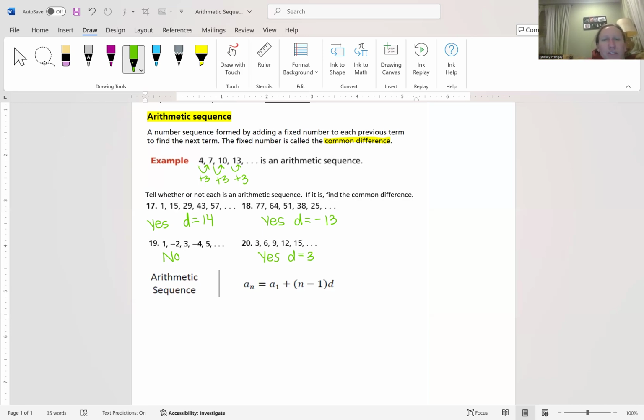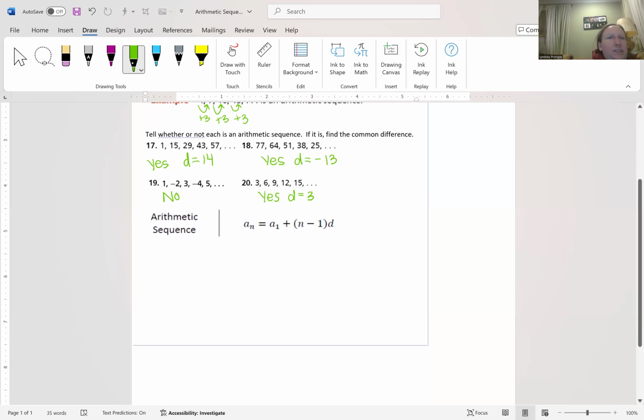So now we have this weird looking formula. And like I said, this is on the NJSLA reference sheet. But you've got to know what the symbols mean and how to use them. Okay, it looks scary, but it's not. So what this is saying, a sub n, that's just saying any term we want. Like if we wanted the 5th term, it would be a sub 5. If we wanted the 100th term, it would be a sub 100. So you would just plug whatever term you were looking for into that little tiny subscript.